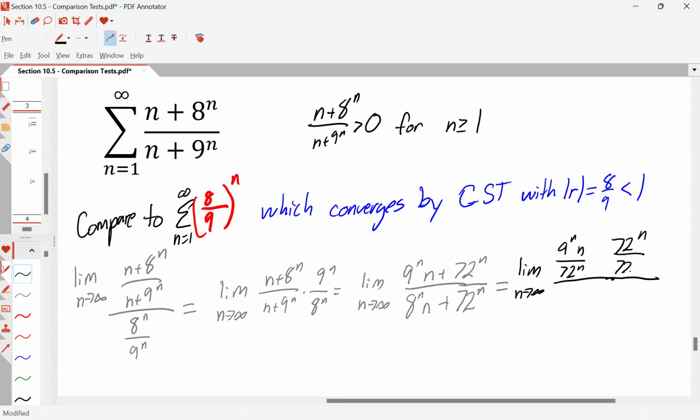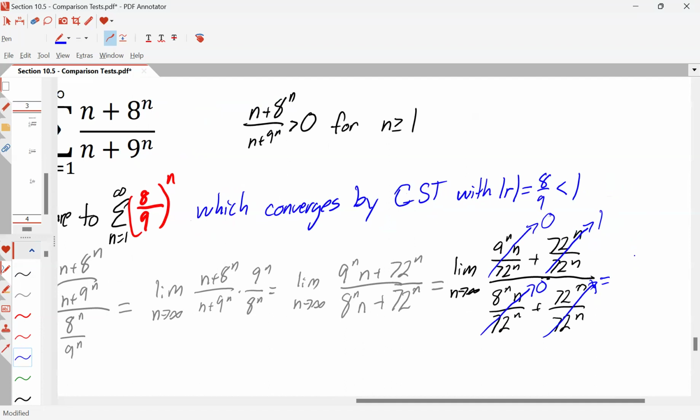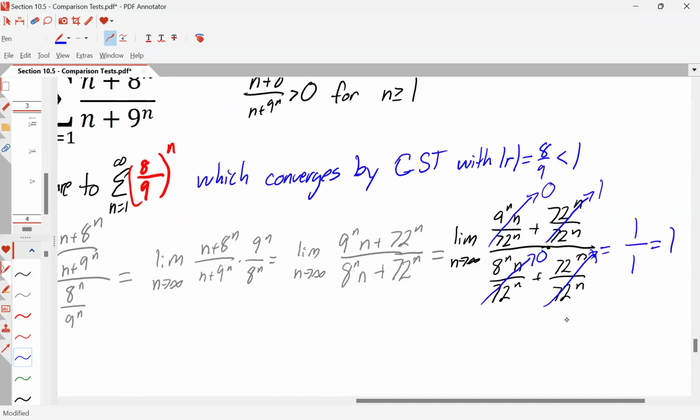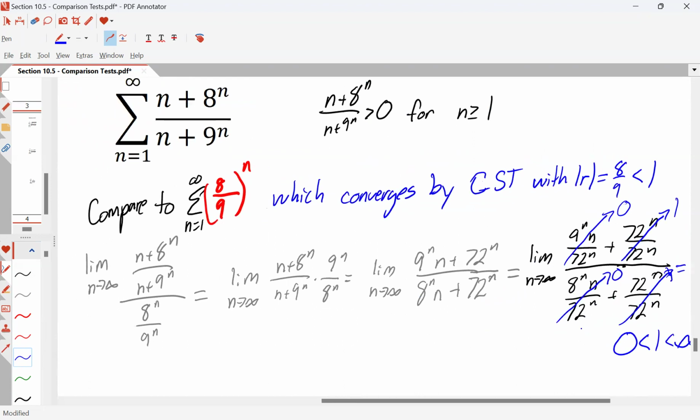72 to the n over 72 to the n. 8 to the n times n over 72 to the n plus 72 to the n over 72 to the n. Growth rates tell us this is 0. And so is this. This is 1, and this is 1. So we have 1 plus 1, or 1 over 1, which is 1. And 1 is between 0 and infinity. So that means this series does the same thing as what we compared it to.